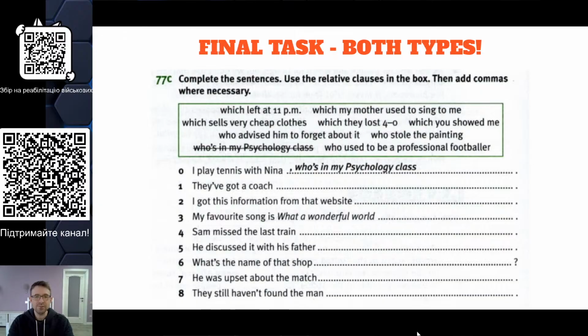So remember, if you think that the information is necessary, we need it to identify what we're talking about, then we don't use commas. But if you believe that the information is extra and it is not necessary for the sentence, then we need to use commas in this case. So I'll give you about, again, 5 or 6 minutes. Can you please try and complete them? And then, we'll have a look together before we finish up.